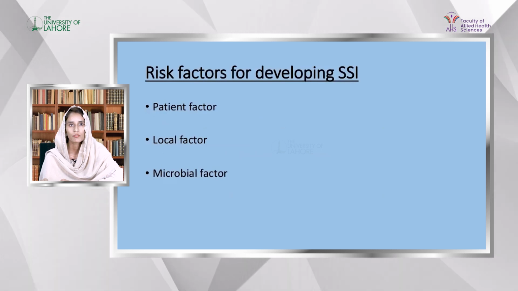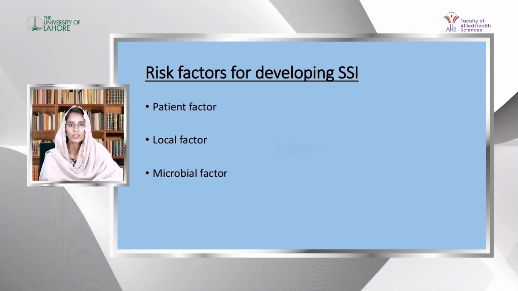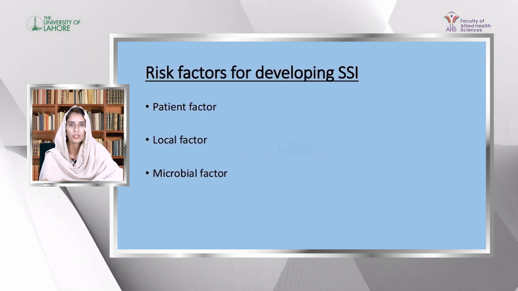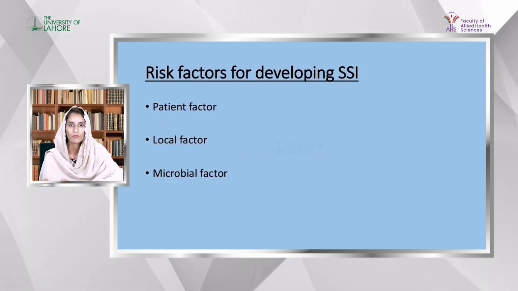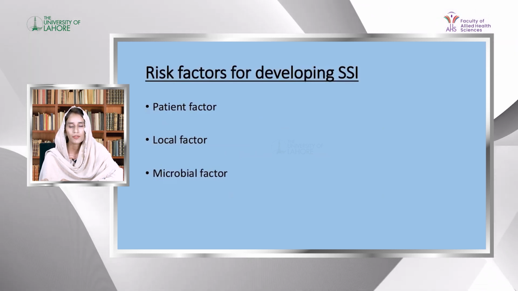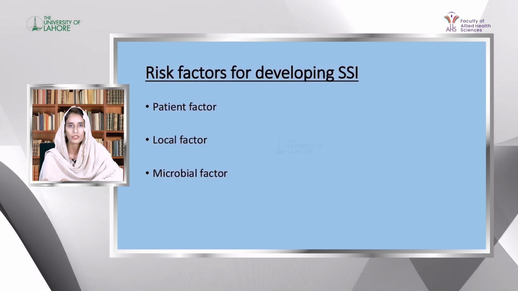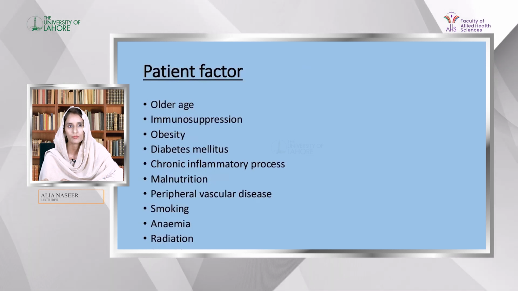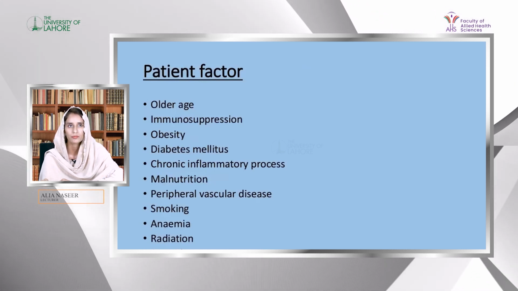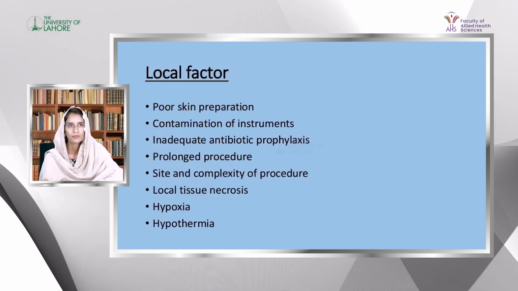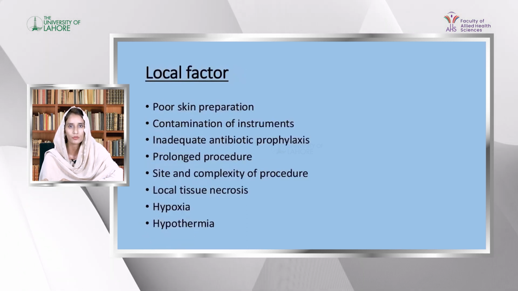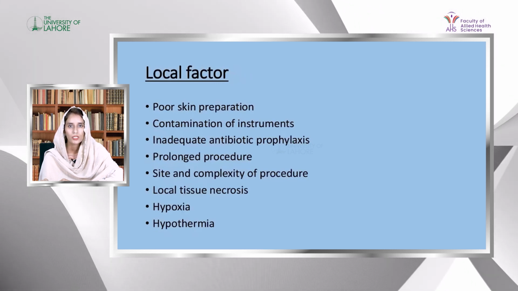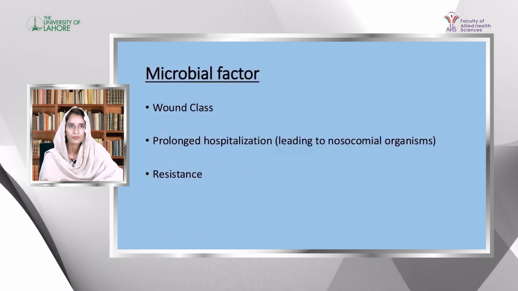Next, we will discuss the risk factors for developing surgical site infection. There are 3 risk factors. First is the patient-related factor, second is the local factor, and third is the microbial factor. Patient-related factors involve older age, malnutrition, diabetes mellitus, peripheral vascular disease, smoking, anemia, and radiation. Local factors involve poor skin preparation, contamination of instruments, inadequate antibiotic prophylaxis, prolonged procedures, hypoxia and hypothermia.